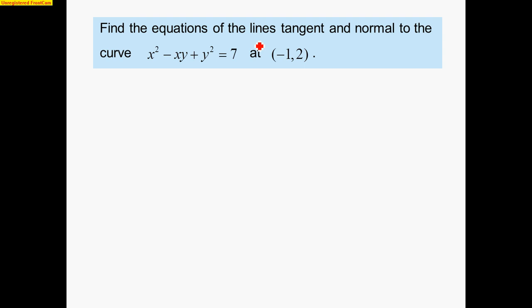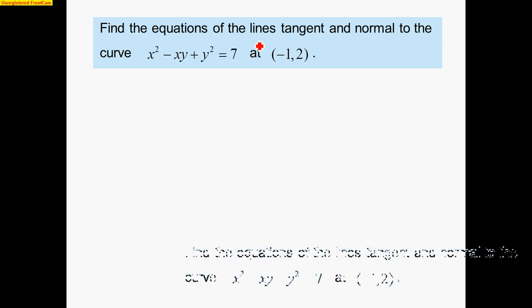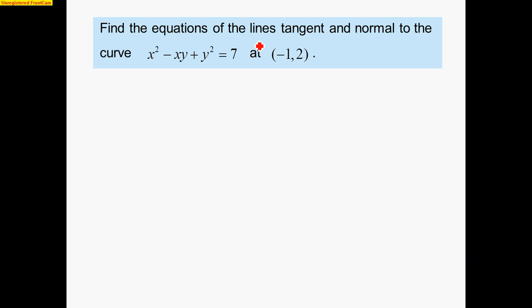So maybe pause the video and see if you can do this problem by itself. But let me give you a warning that the middle term is a product. Okay, welcome back.